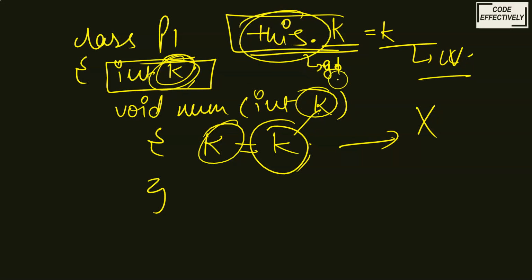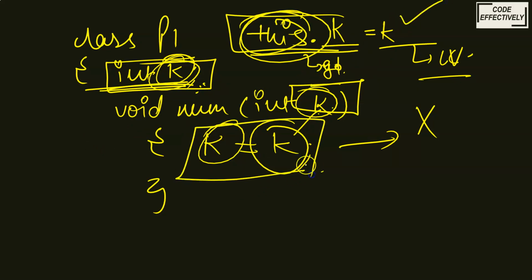I repeat, this keyword is used when the name of the class variable, instance variable, or global variable is the same as that of the local variable, in order to remove the ambiguity. Now if I run this program without this, it will not work, because it is a compile time error. Okay, so now we got the use of this keyword.